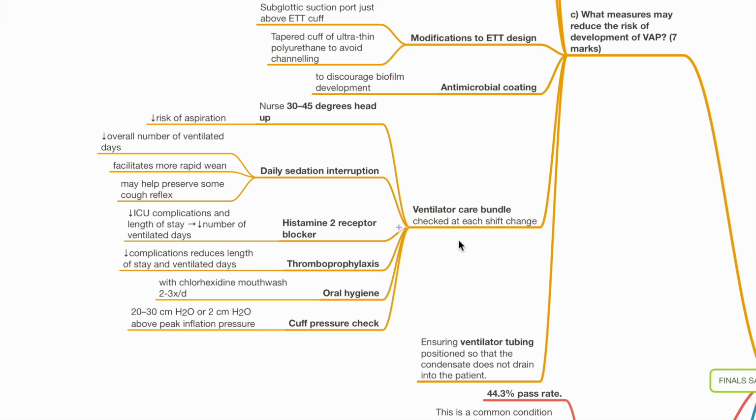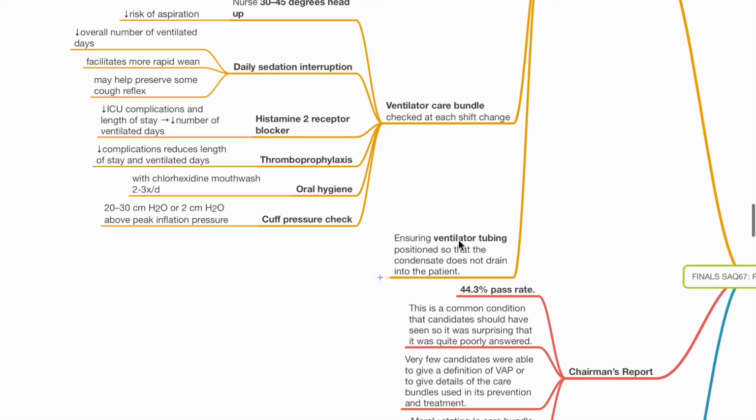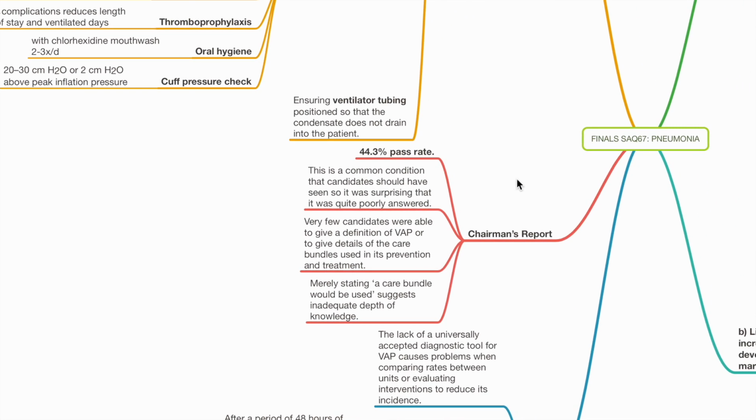Target 20 to 30 cm H2O or 2 cm H2O above peak inflation pressure. Ensure that the ventilator tubing is positioned so that the condensate does not drain into the patient. Overall, 44.3% pass rate.